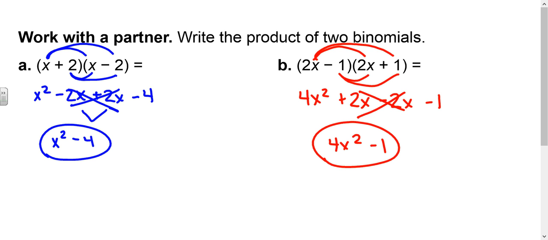So on both of these examples, we had the same numbers. We had x and 2 in both positions, but one was plus and one was minus. And then here, we had 2x and 1 in both, but one was plus and one was minus. So anytime you have an example like this, the pattern for this is a plus b times a minus b. What you get is called a difference of squares.